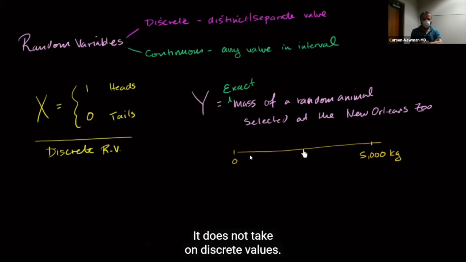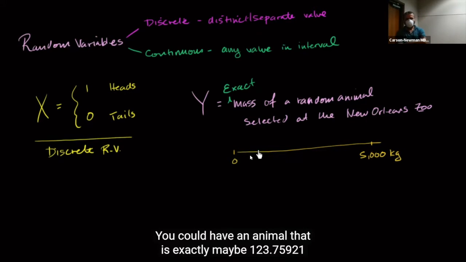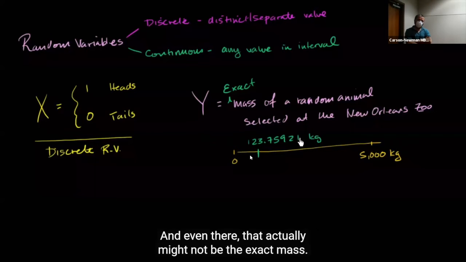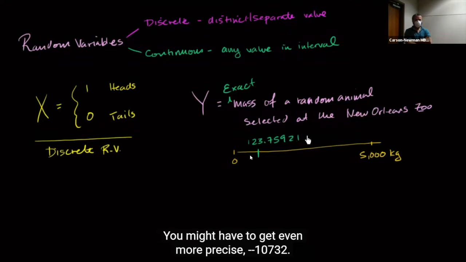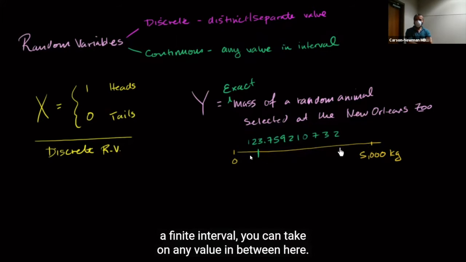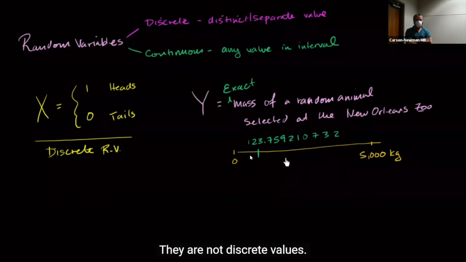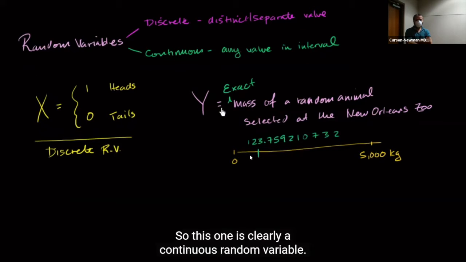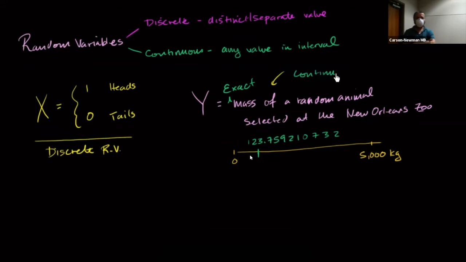It does not take on discrete values. You could have an animal that is exactly maybe 123.75921 kilograms. And even there, that actually might not be the exact mass. You might have to get even more precise, 10732. And I think you get the picture. Even though this is a finite interval, you can take on any value in between here. There are not discrete values. So this one is clearly a continuous random variable.